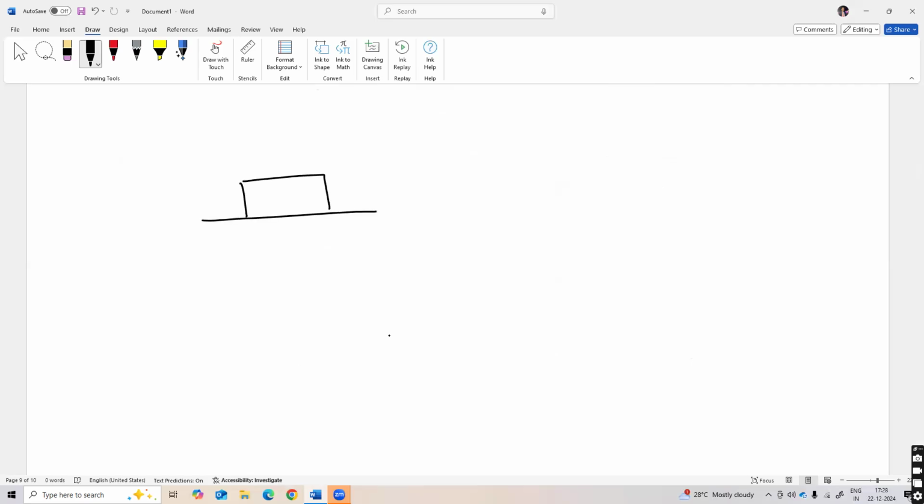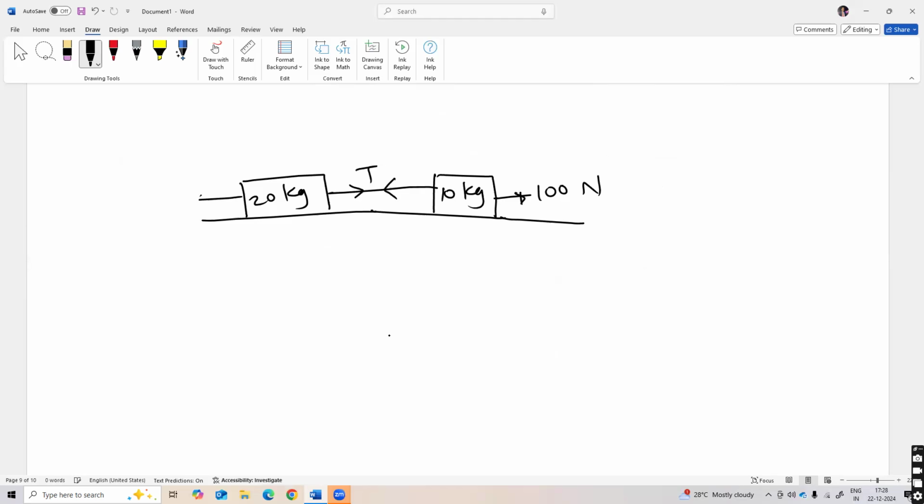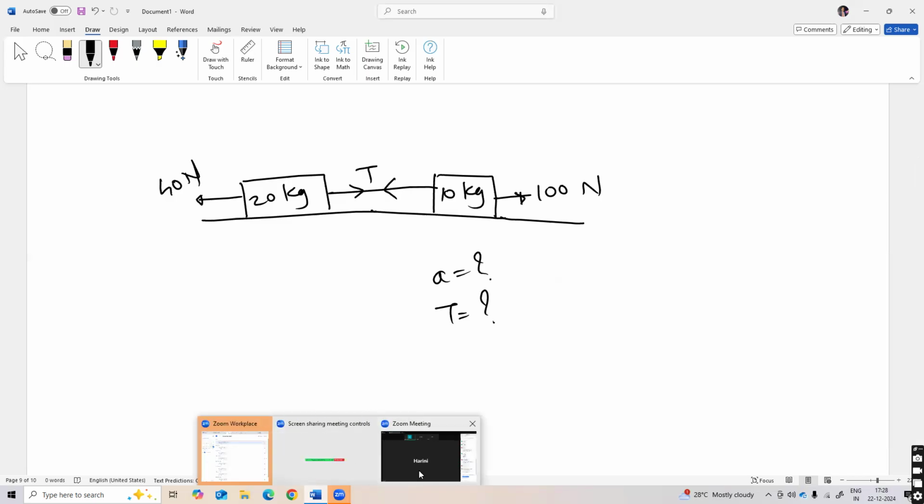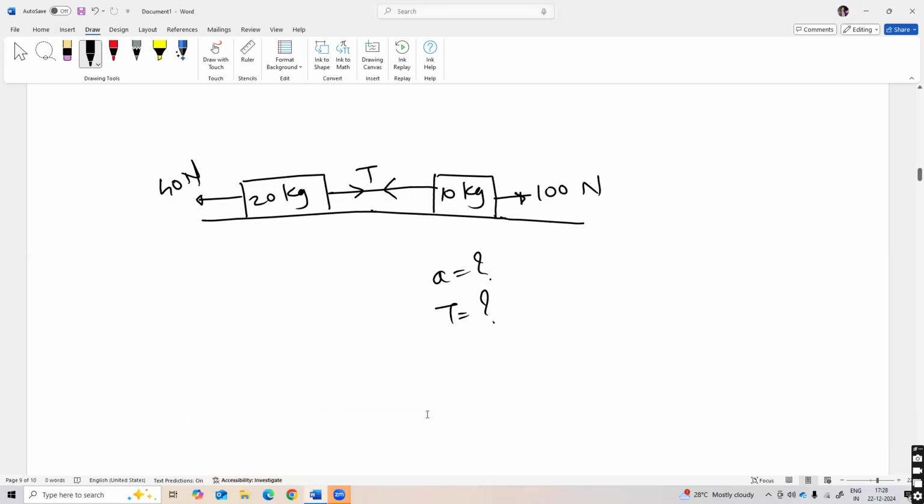Okay, there are two masses which are connected with a single string. One is 20 kg, another is 10 kg. So here a force is acting, 100 Newton, and they are connected with a string. So there is tension T inside the string and a force of 40 Newton acting towards left. So now find out the acceleration as well as the tension. So you have 2 minutes to solve this. If you have understood the last question, this will be much easier for you to solve. Okay, please try to solve this question.